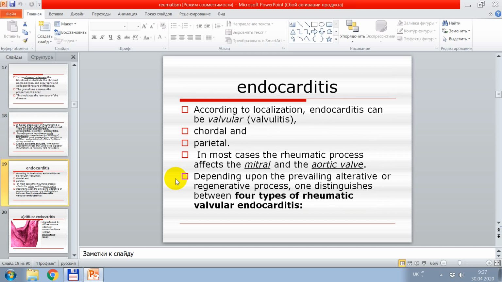Also, endocarditis. This is the first variant of heart injury in rheumatism, and a very frequent one. According to localization, endocarditis can be valvular, or valvulitis, chordal, and parietal. In most cases, the rheumatic process affects the mitral and the aortic valve. Depending upon the prevalent alterative or regenerative process, one distinguishes between 4 types of rheumatic valvular endocarditis.